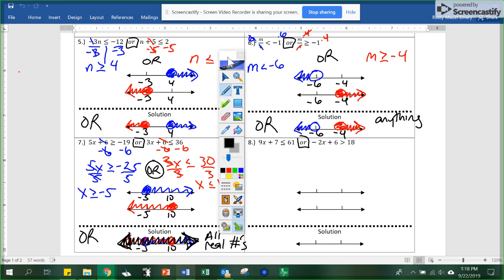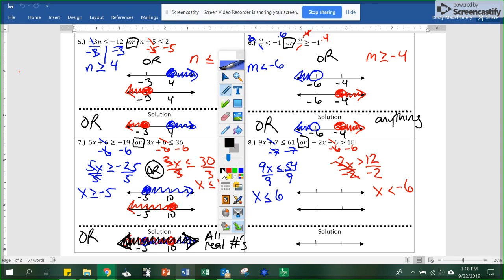Let's take a look at the last one here, number 8. Again, solving this. You want to try this on your own first, then watch the video, see how you did. Otherwise, let's see, we get 61 minus 7 is 54. Divided by 9, we get x is less than or equal to 6. And then for the second inequality, subtract 6. And divide by -2. So x is less than -6. So that inequality sign switched directions.